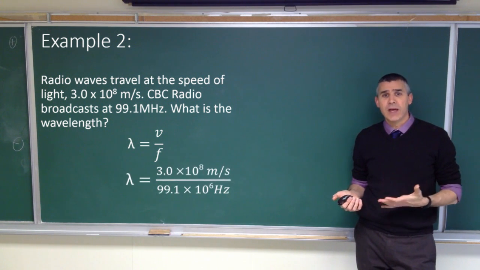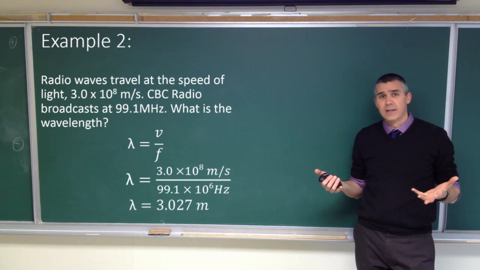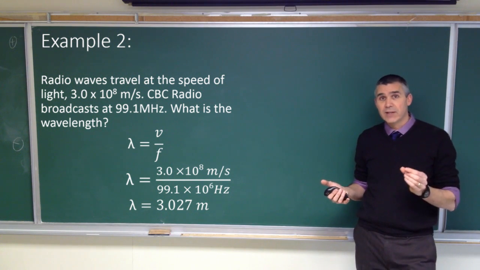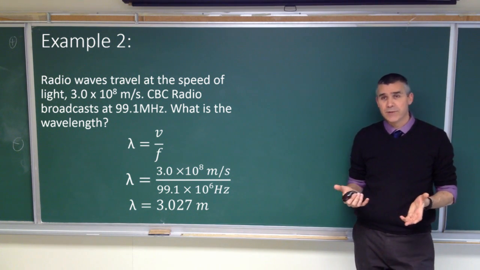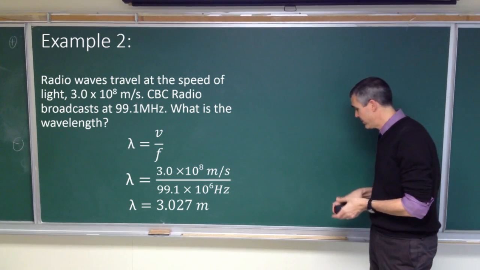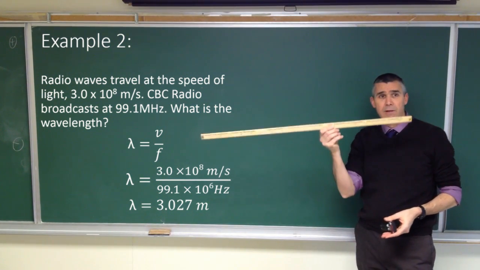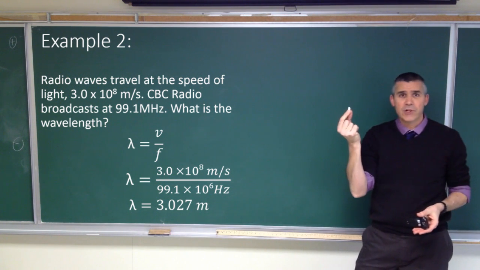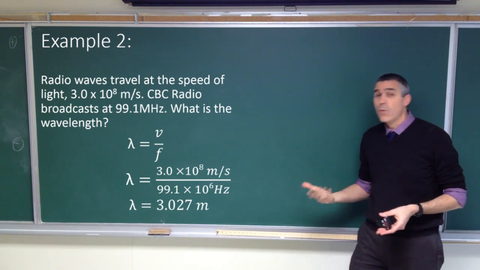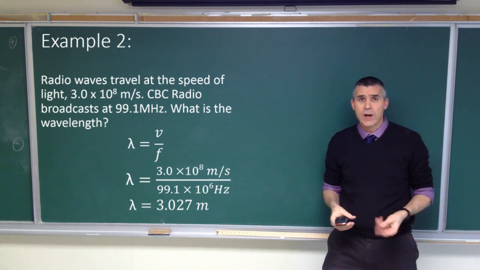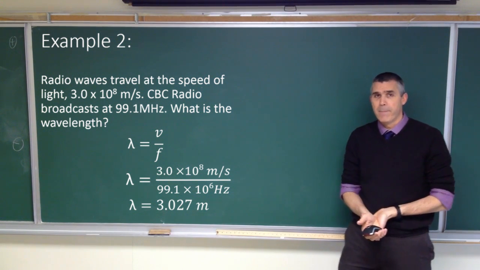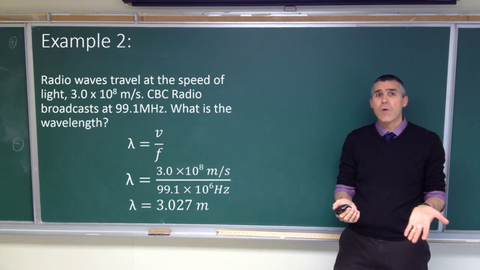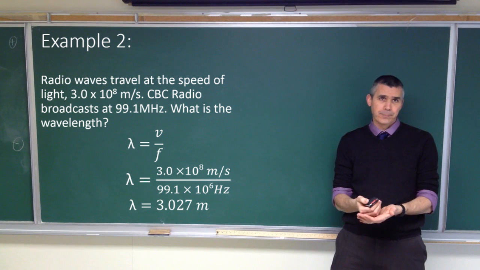And when we solve for that, we get 3.027, or 3 meters and 2.7 centimeters. So that's basically 3 meter sticks plus a nubbin of chalk. And that's the wavelength of the radio waves for CBC radio. Okay? So let's try one more.